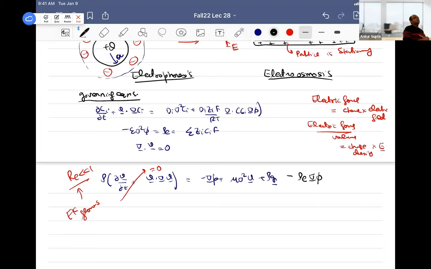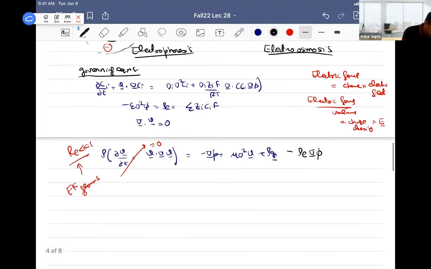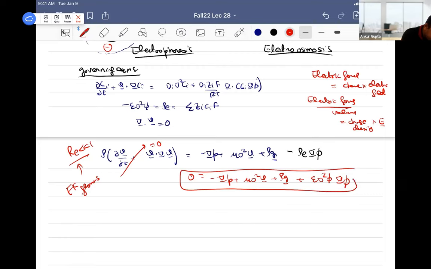And remember, grad phi is the electric field, so more commonly this is written as minus grad P plus mu del square V plus rho G plus epsilon del square phi grad phi, because rho E is related to epsilon del square phi through the Poisson equation. Okay, so you write it like this. So this is your modified Stokes equation while adding the electric force. Okay, so that's essentially what you need to solve in these equations.